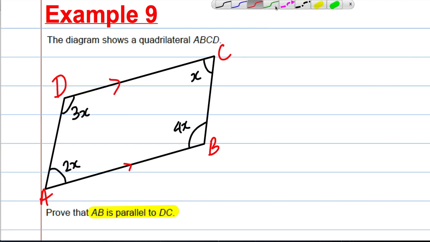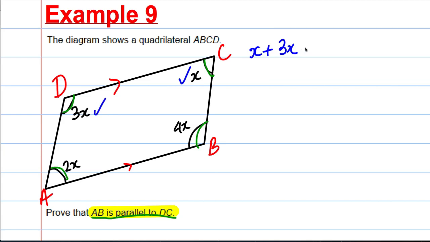Now, if they were parallel, these would be interior, they'd add to 180, and so must these. But what do we know for sure? That's if they were parallel. We don't know they're parallel. We know this is a quadrilateral. Angles in a quadrilateral add to 360. So get your method mark. X plus 3x plus 2x plus 4x must add up to 360.